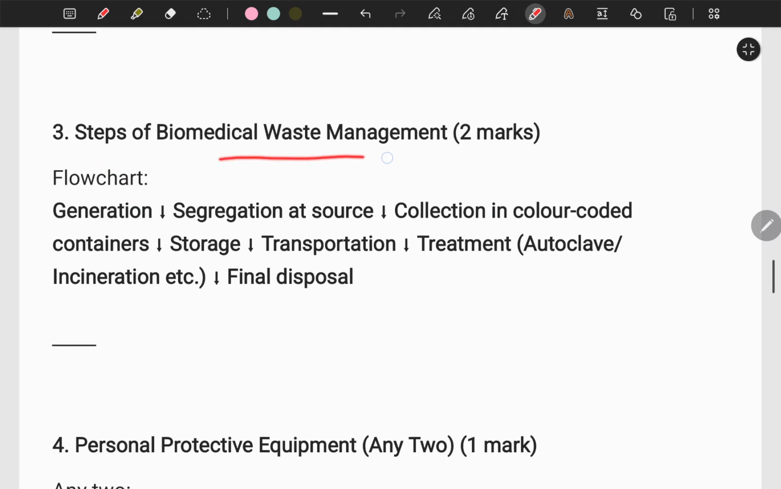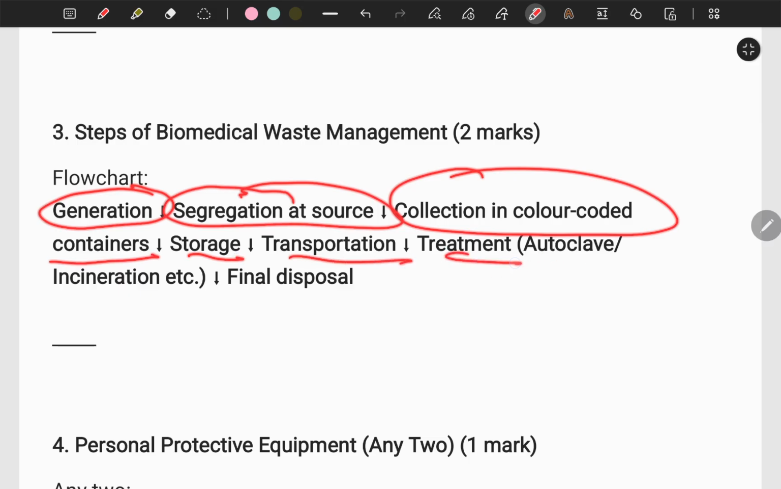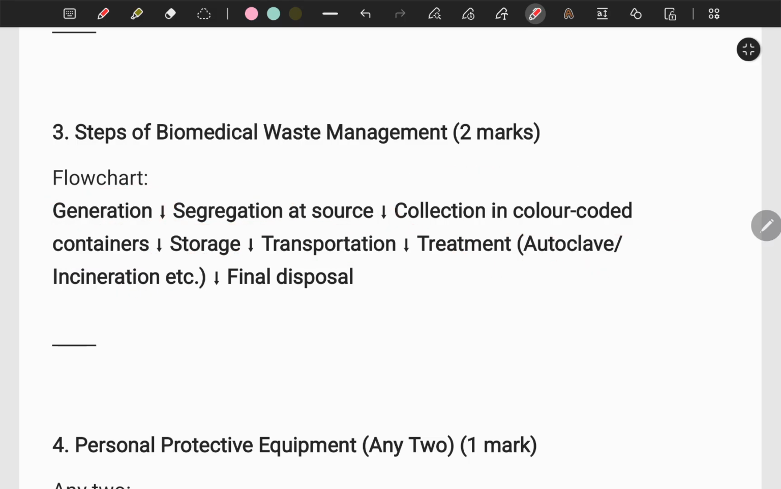Next is steps of biomedical waste management. So first is generation of waste, segregation at the source where the waste is generated, then collection in color coded containers, storage, transportation, treatment by autoclave, incineration, etc., and then final disposal. Okay, these are the steps.